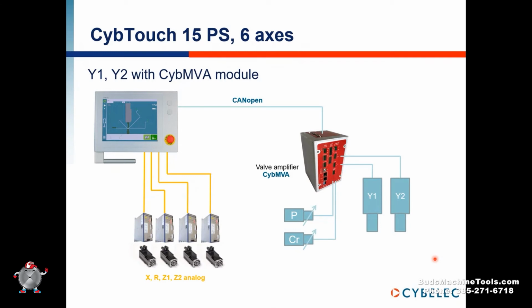That's how to wire the Zip Touch 15 for 6 axes. We will have all the electrical axes, X, R, Z1, Z2, wired directly on the Zip Touch hardware. And this little device will be the CBMVA, in the electrical cabinet. We have CAN communication between those two, and it will manage Y1, Y2, the pressure, and the grounding.